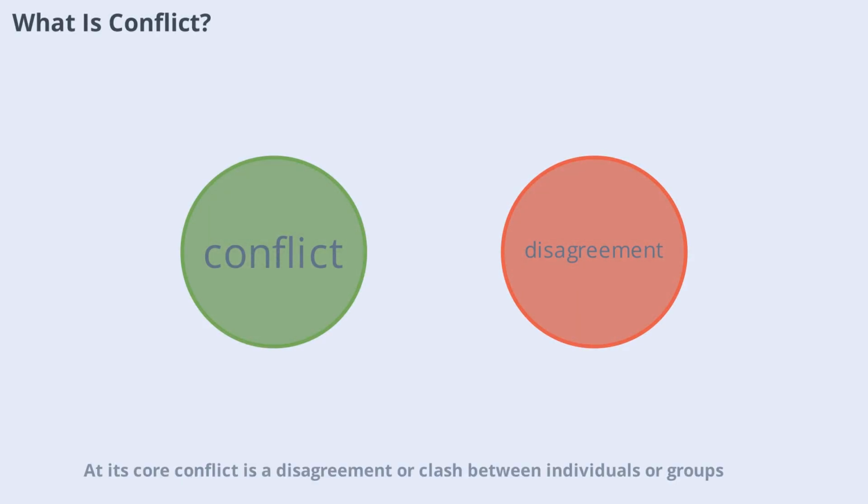At its core, conflict is a disagreement or clash between individuals or groups. It can be as simple as a difference in opinion or as complex as a deep-rooted dispute. Conflicts can occur over resources, values, or even misunderstandings. Recognizing the nature of a conflict is the first step toward resolving it.